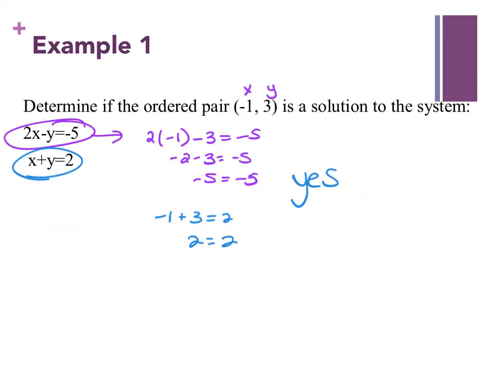So plug it in, check to make sure that the left equals the right, and then it's a yes. If one of those didn't work, it would be no. They both have to work in order for it to be a yes.